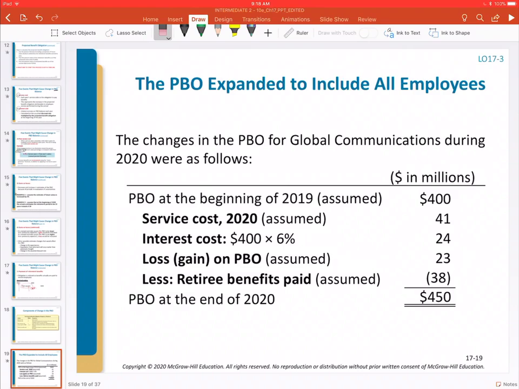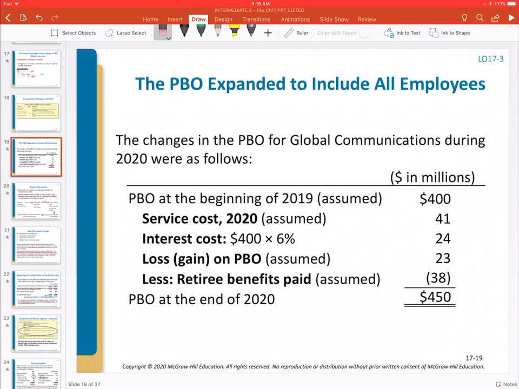So that's where this slide, I'm on slide 19, comes into play, because what we're doing is, again, looking at the entire set of individuals that have a defined benefit plan all together and figuring out what's the impact of all of these changes on the entire liability, not just for one individual, but for all of the individuals that have a defined benefit plan.